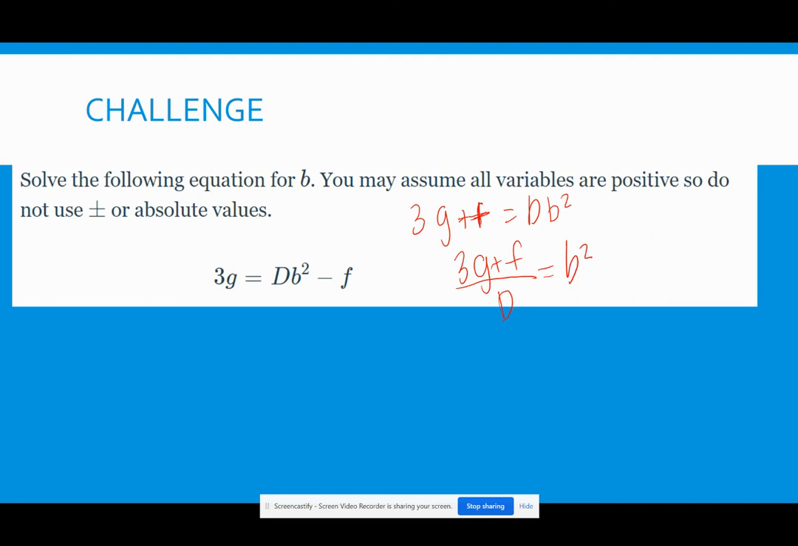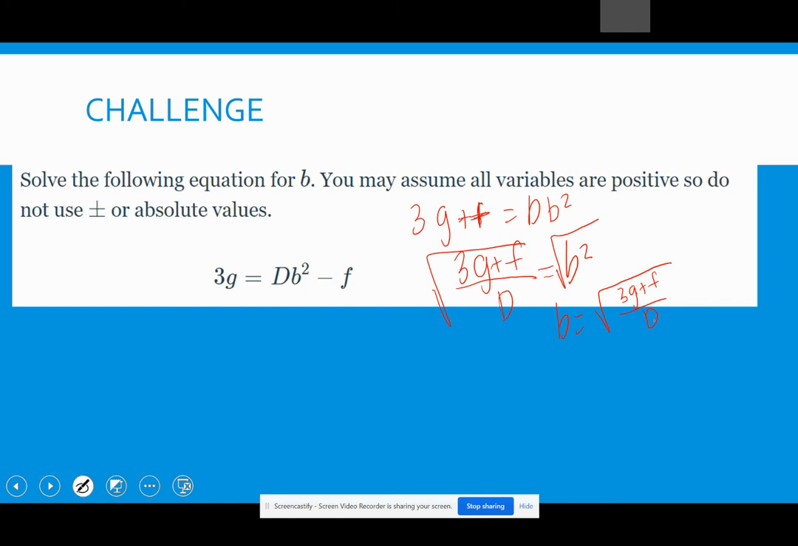Then we saw in class that the reciprocal for squared is square rooting. We've heard the word reciprocal before, but a lot of us were confused about the square and square rooting. So to undo a square, to get rid of it, we square root it on both sides. So we get B equals the square root of 3G plus F all over D. These are reciprocals of each other. They cancel out. So that gets the B alone, that gets the square root.